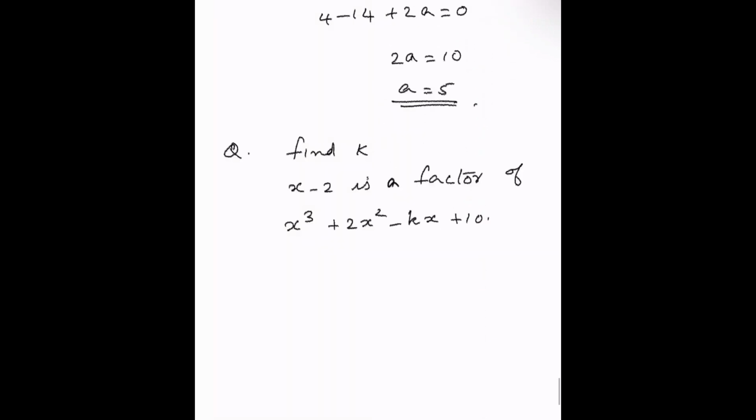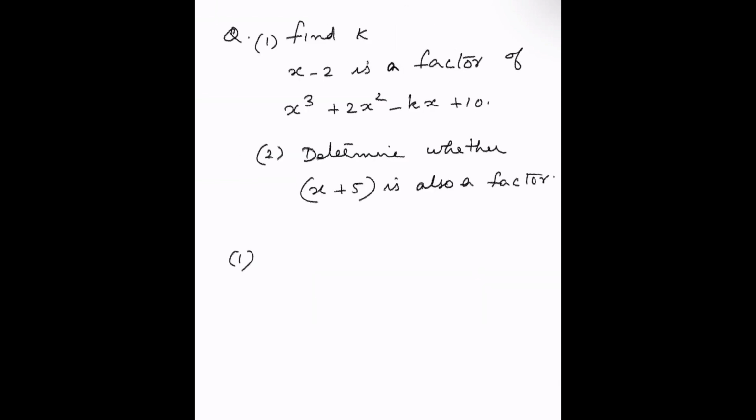Next question. First part of the question is this. Find k if x minus 2 is a factor of x cube plus 2x square minus kx plus 10. Second part says determine whether x plus 5 is also a factor.